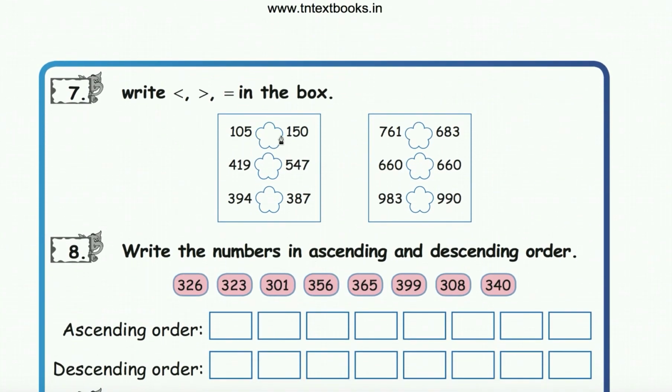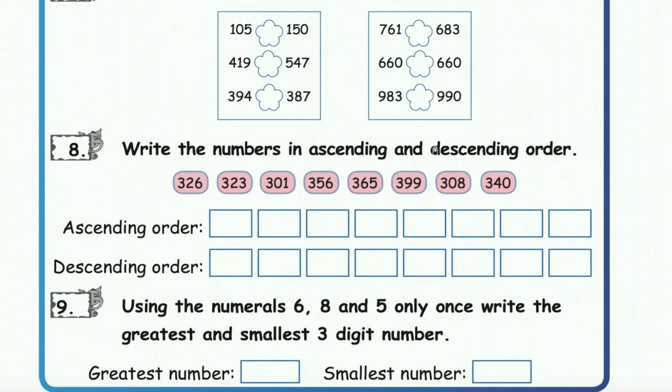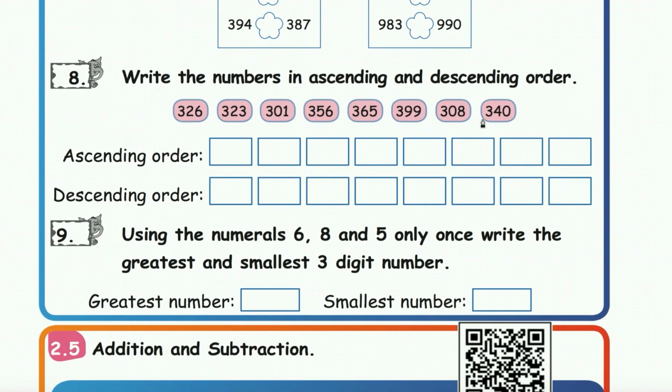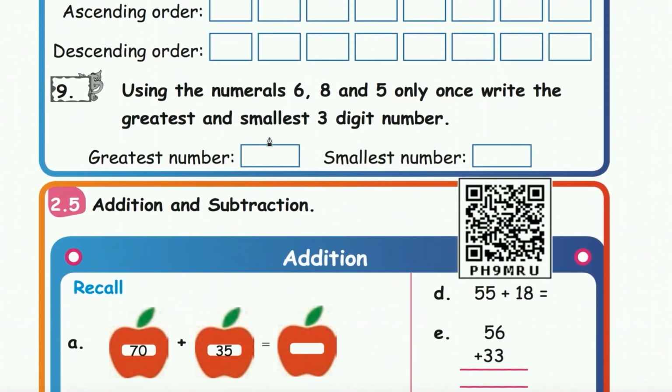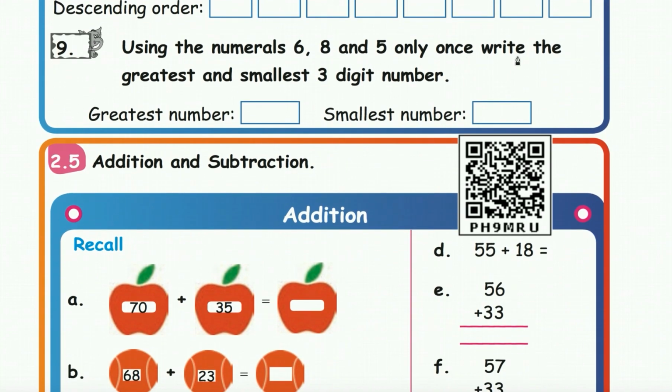Now 105 is less than 150. 419 is less than 547. 394 is greater than 387. This one greater than, this one equal to, this one less than. Write the numbers in ascending and descending order, that you do. Using the numbers 6, 5, 8 only once, write the greatest and smallest 3-digit numbers.